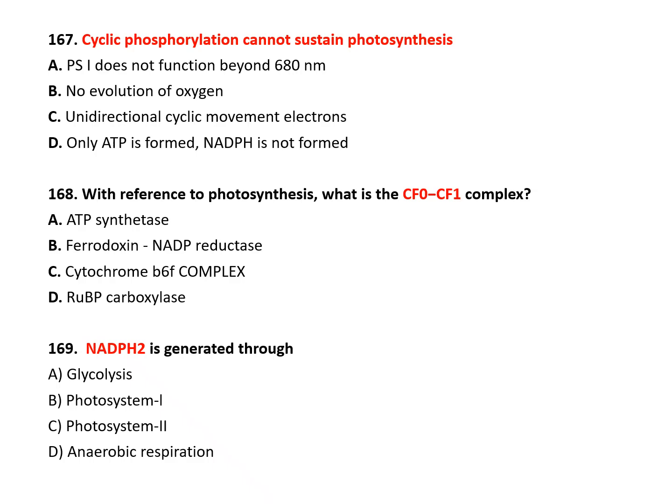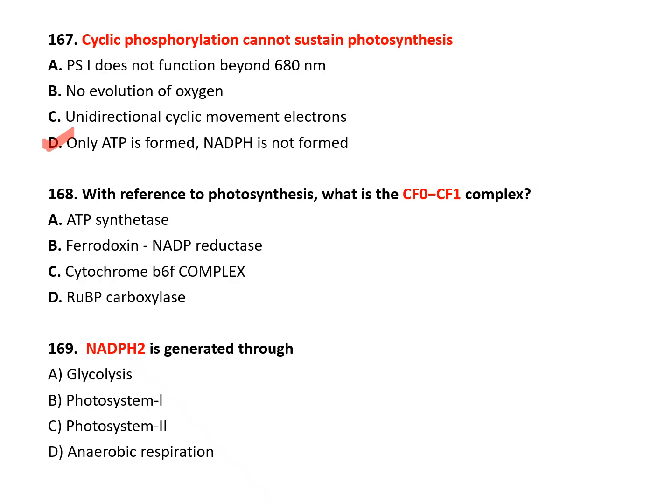Cyclic phosphorylation cannot sustain photosynthesis because option A, PS1 does not function beyond 680 nm. Option B, no evolution of oxygen. Option C, unidirectional cyclic movement of electron. Option D, only ATP is formed and NADP is not formed. The correct answer is option D, only ATP is formed, NADPH is not formed. That's why cyclic phosphorylation is mainly found in bacteria. The next question number 168.